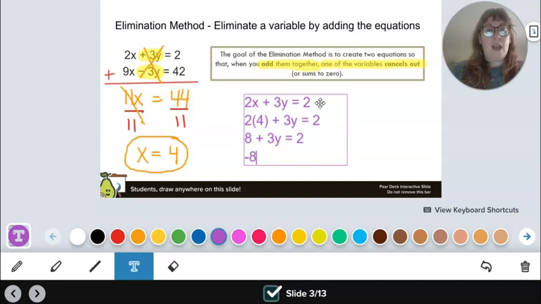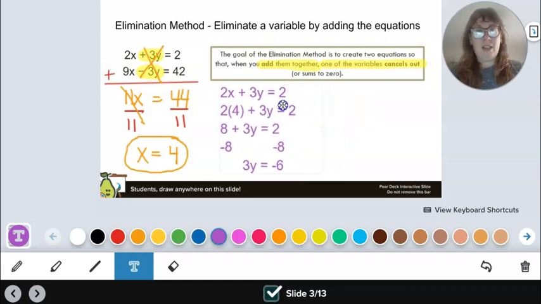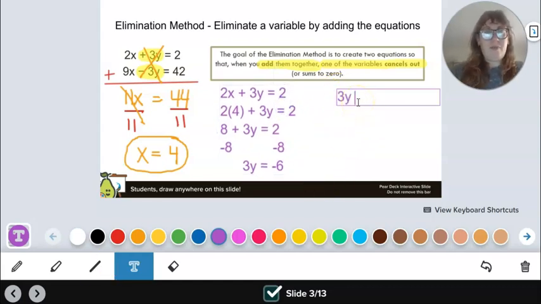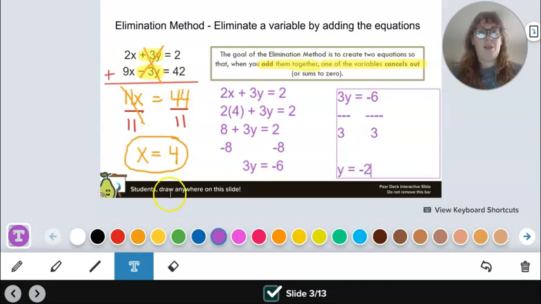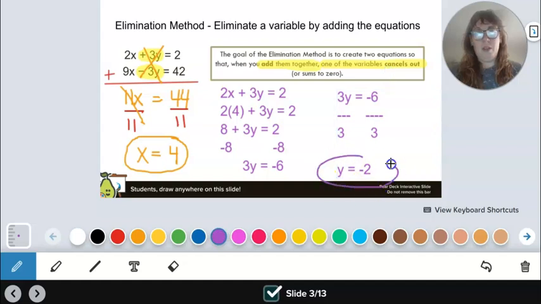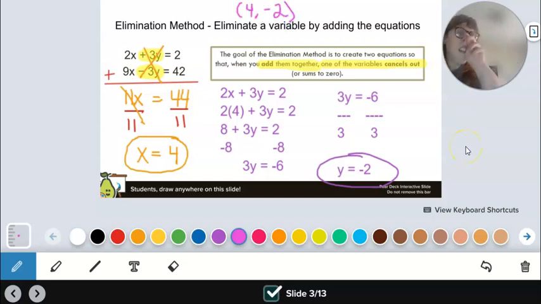We can then subtract 8 from both sides. And we get 3y equals 2 minus 8 is a negative 6. And then we'll just divide both sides by 3, and we get y equals negative 2. So our full coordinate for this answer is 4, negative 2. Beautiful. And that is our first example with the elimination method.